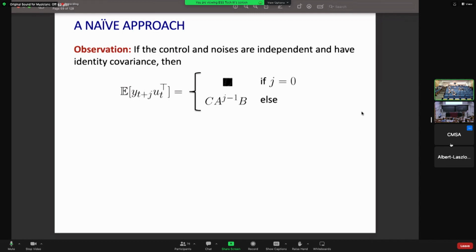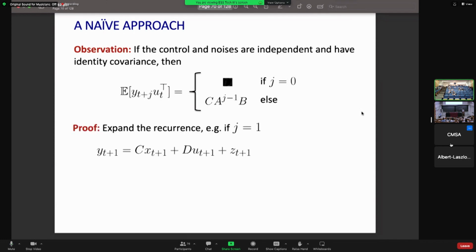So first, what I claim is that the Markov parameters are just the covariance between the inputs and the outputs, where you vary the time lag in between them. Now, once I tell you this observation, shockingly, I didn't see it in the literature anywhere, even though it's trivial and important. But there can only be one proof. You just check it.